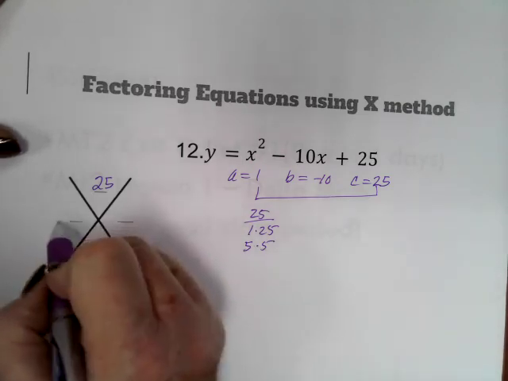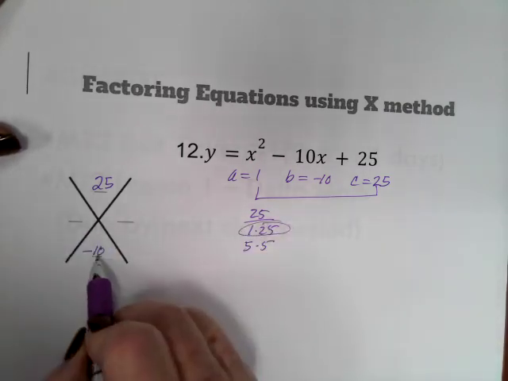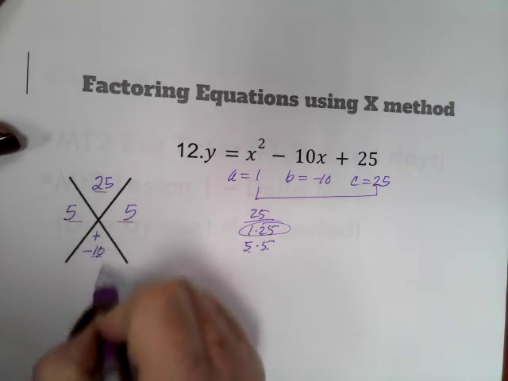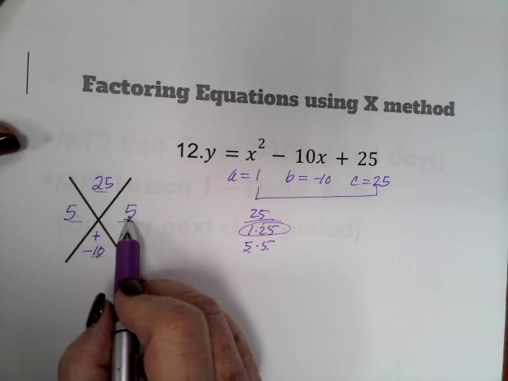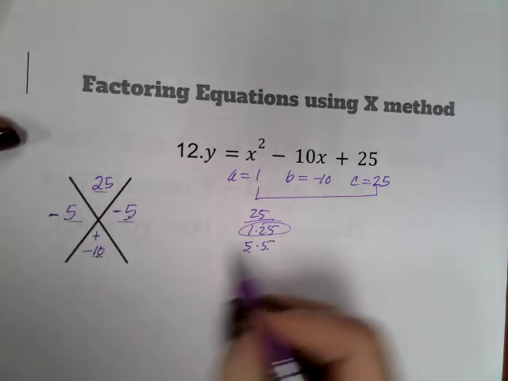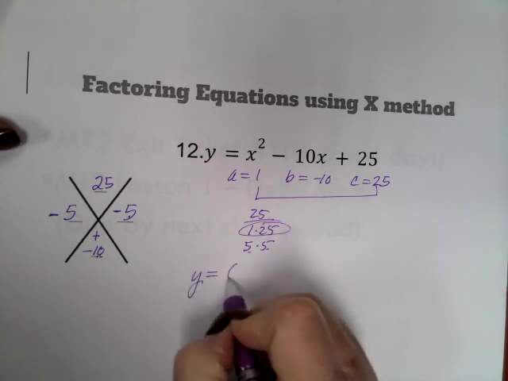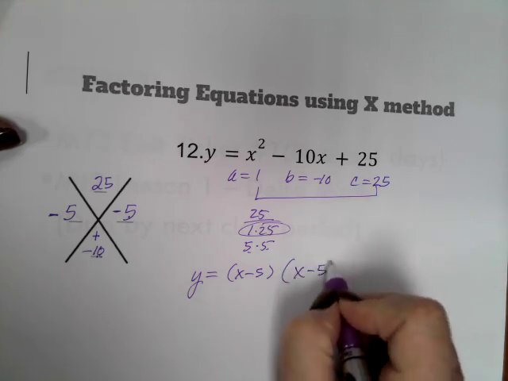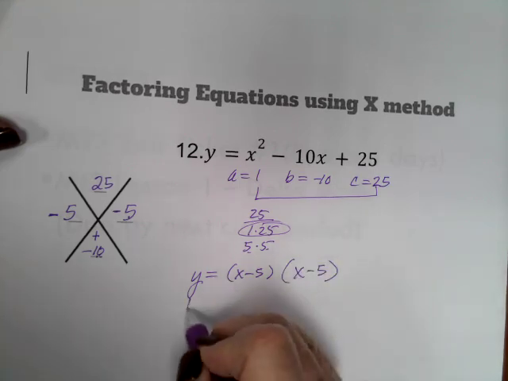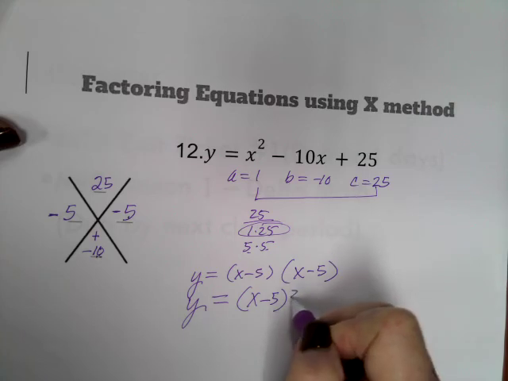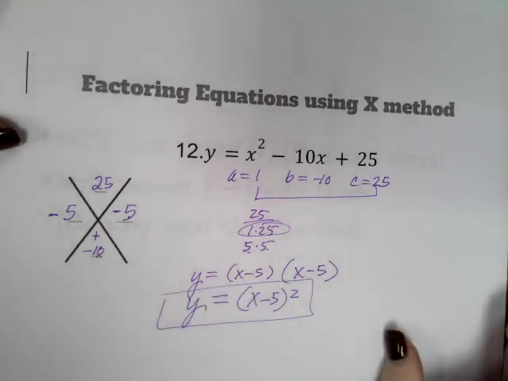Factors of 25 are 1 and 25 and 5 and 5. Okay, which ones are, well, these are too far apart to give me 10. But 5 and 5 are close, so let's put a 5 and 5 here. For the signs to add up, right now 5 plus 5 is +10. We need -10, so these have both got to be negative. So final answer, y equals x minus 5 times x minus 5. Now, because these two are the same, you want to get used to writing it like this, x minus 5 squared.